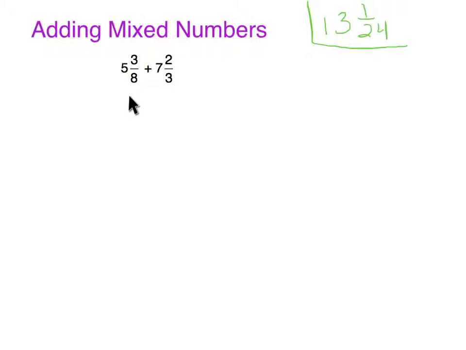We'll start with 5 and 3/8. 8 times 5 is 40, plus 3 is 43. Then we'll do 7 and 2/3. 3 times 7 is 21, plus 2 is 23.